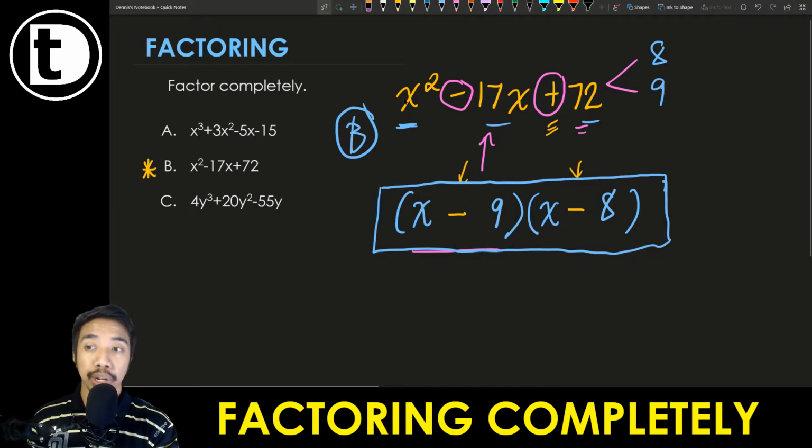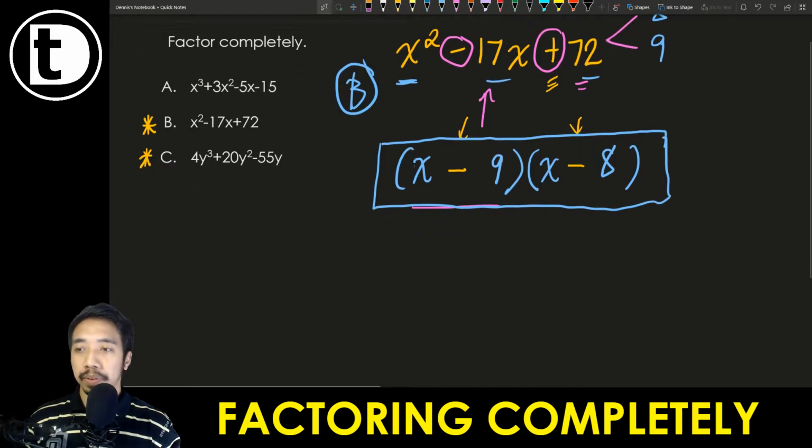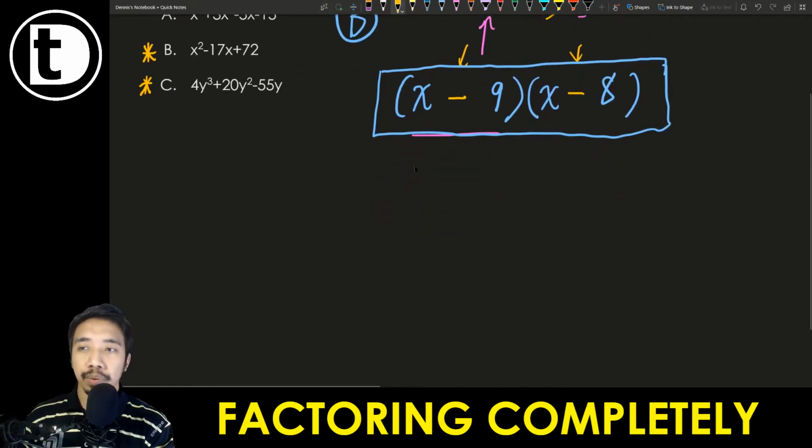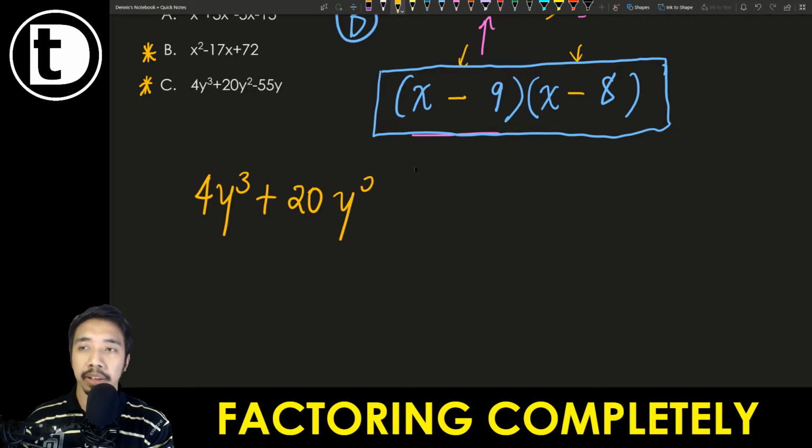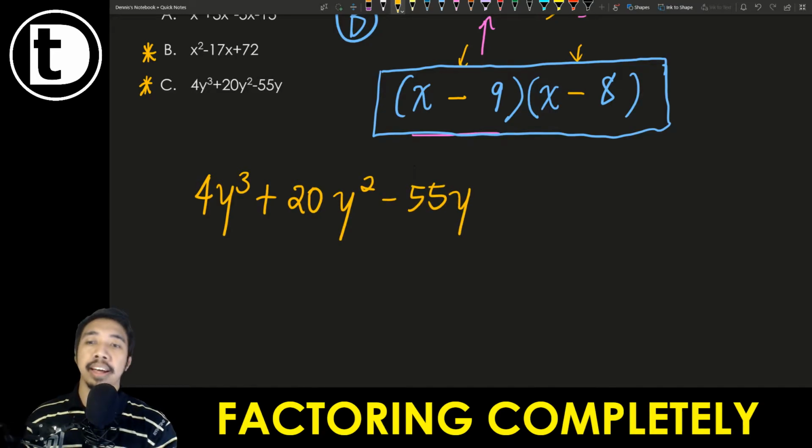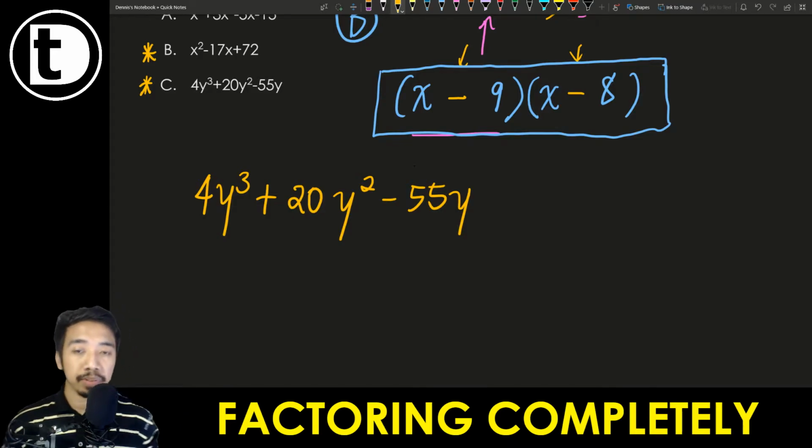Okay, so now let's proceed with letter C. Ihuli natin yung letter A because A is kind of complex. You really have to think more dun sa letter A. Okay, so let's copy letter C dito sa baba. So, usod natin. So, we have 4y cubed plus 20y squared minus 55y.